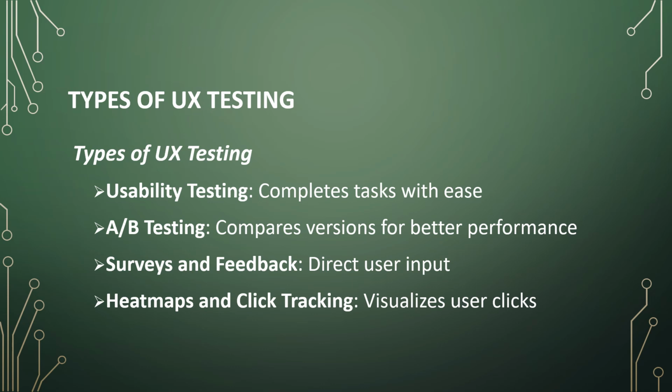preferences. Heat maps and click tracking visualizes where users click most on your page, revealing popular and overlooked areas of your interface. Each of these testing methods provides valuable information that helps refine the user experience, ensuring that users find your application intuitive and easy to use. Combining multiple types of UX testing can provide a well rounded understanding of user behavior.